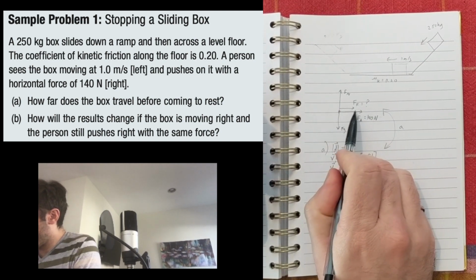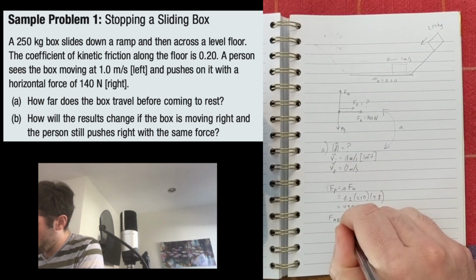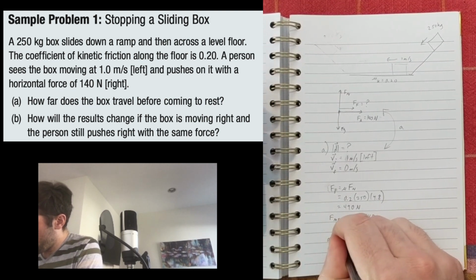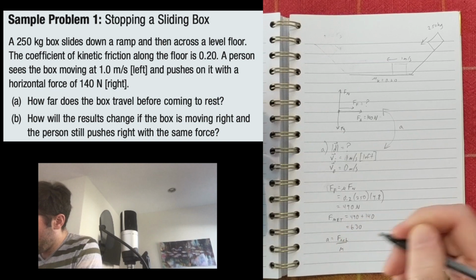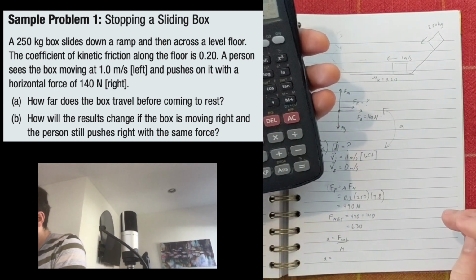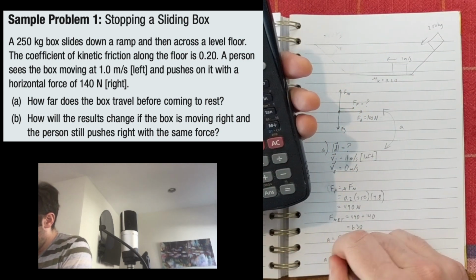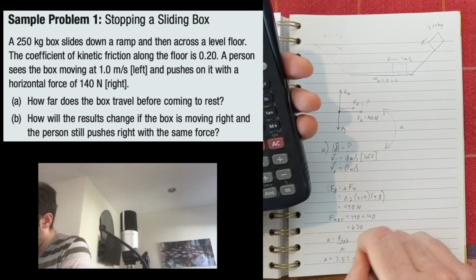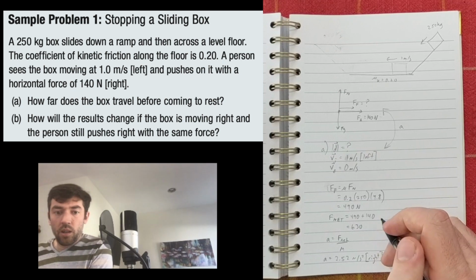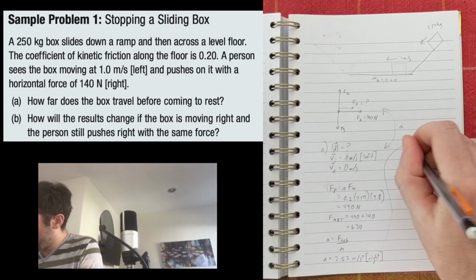F net. We've got two forces both acting in the same direction, so 490 plus 140 equals 630. So therefore acceleration equals F net over mass. So that is 630 divided by 250, which is 2.52 meters per second squared to the right.